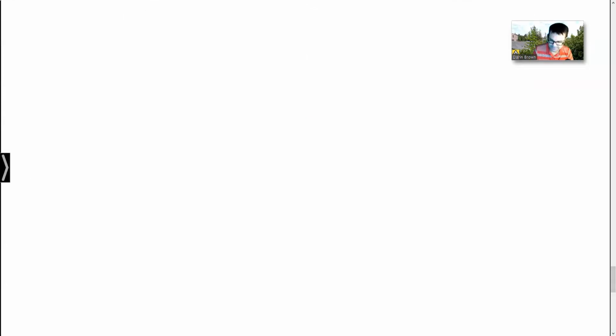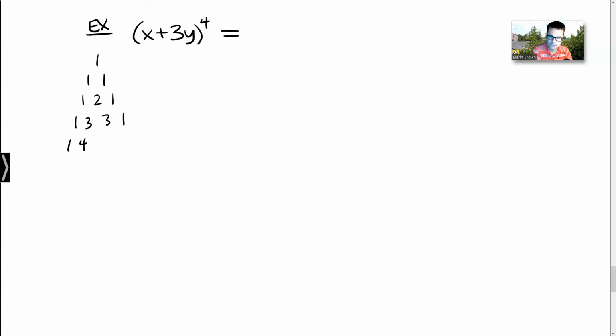Okay, so we need some practice. So let's look at just one example. Let's make it 3y. So let's start with (x + 3y) all to the 4th. Okay, so what you want to do here is think of Pascal's triangle, think of the binomial coefficients. So we got 1, 4, 6, 4, 1.